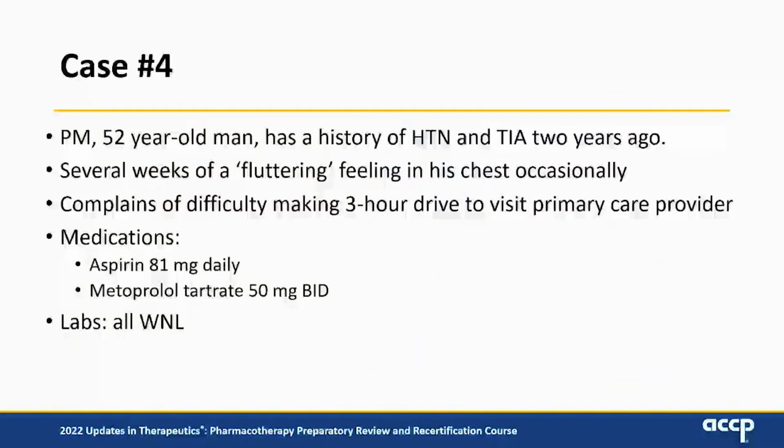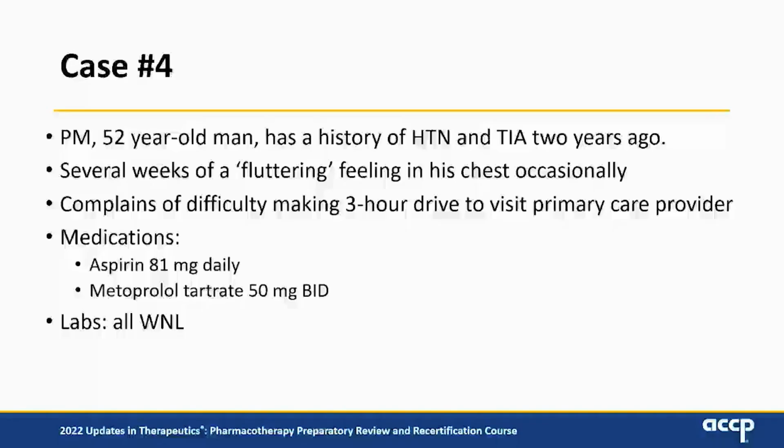So that brings us to our AFib case here. We have PM, a 52-year-old man with a history of hypertension and a TIA. He's been complaining of several weeks of a fluttering feeling in his chest, and he's complaining about difficulty making his 3-hour drive to visit his PCP. His medications are just low-dose aspirin and then metoprolol tartrate 50 BID.